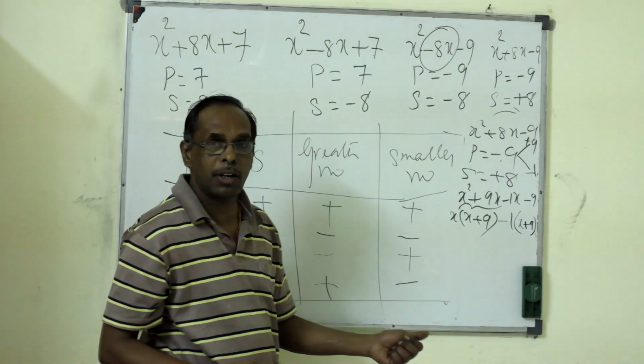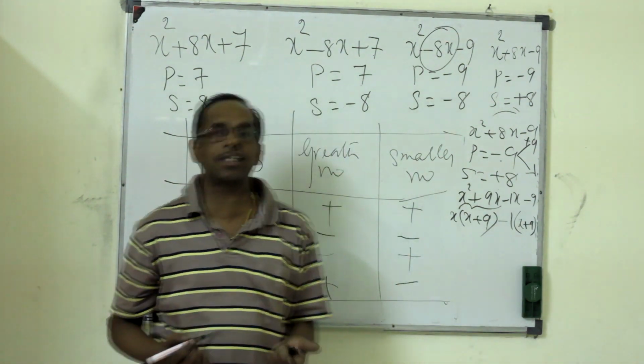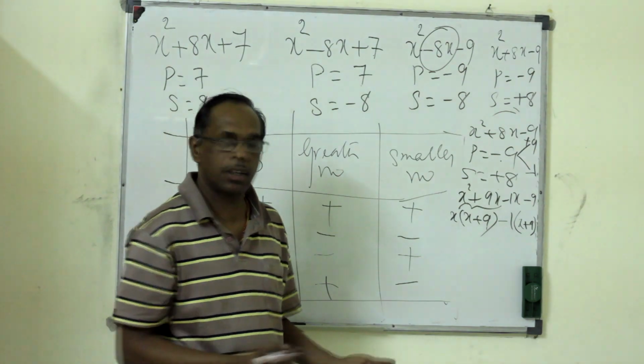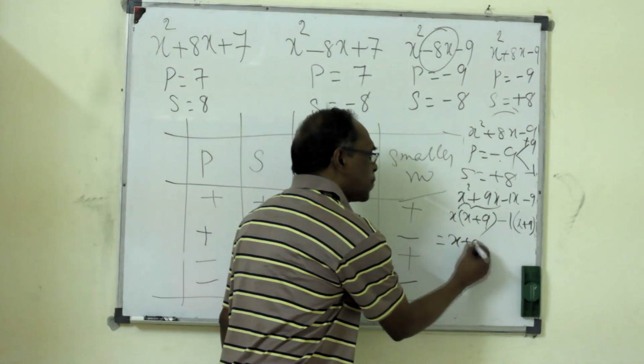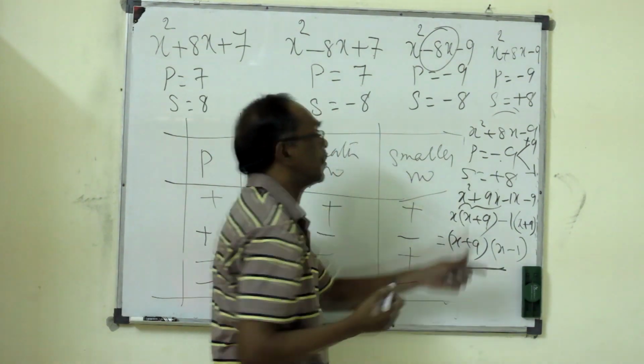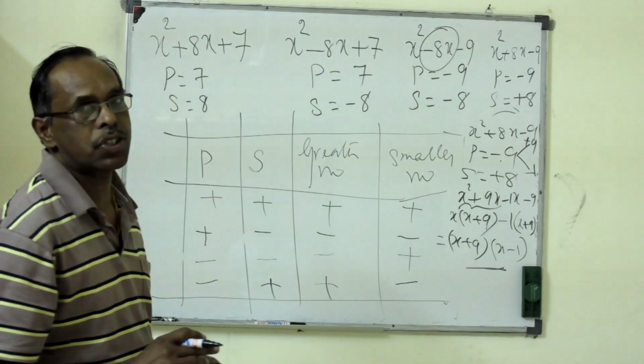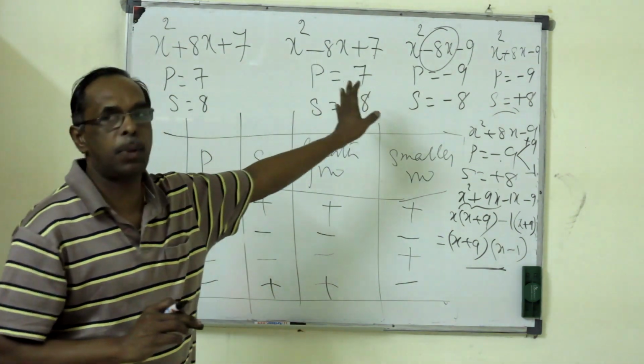You should always remember both the common factors. Here x plus 9, here also x plus 9. Both should be the same factor. So now take it out. What is common? X plus 9 is common. What is left? X minus 1 is left. So this is the factorization of the fourth term. So this is the factorization of a quadratic polynomial by splitting the middle term.